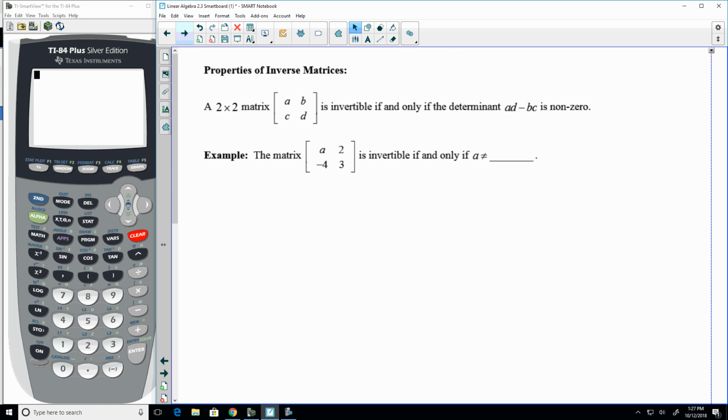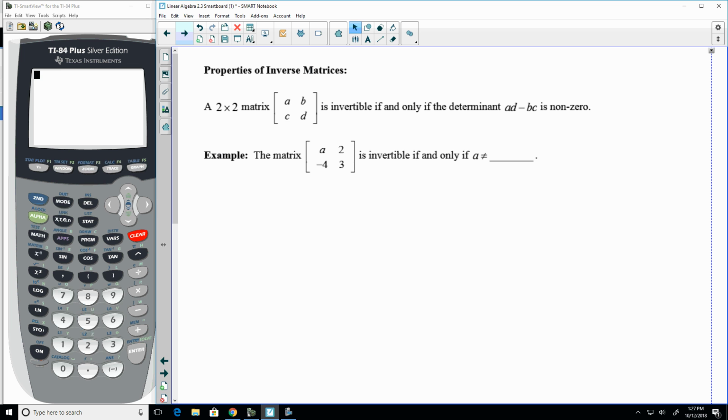All right, so a 2 by 2 matrix, and we're going to use a generic matrix A, B, C, D, is invertible if and only if the determinant AD minus BC is non-zero. So we're going to figure out on this example what A we'll plug in that would make the determinant equal to 0. And we're going to not let A be that number, and then we'll have an invertible matrix as long as A is something else.